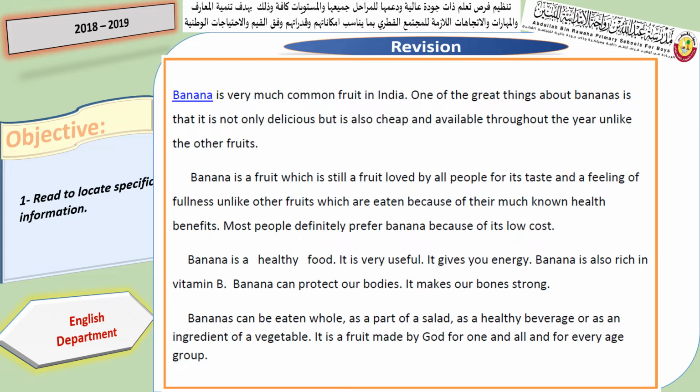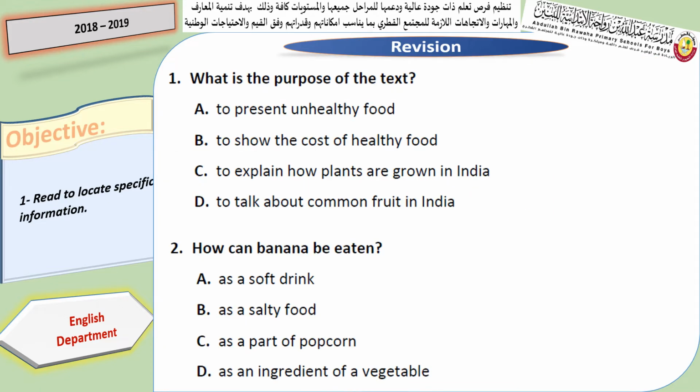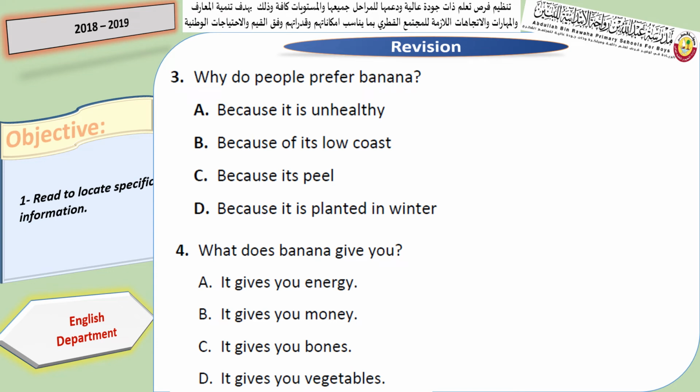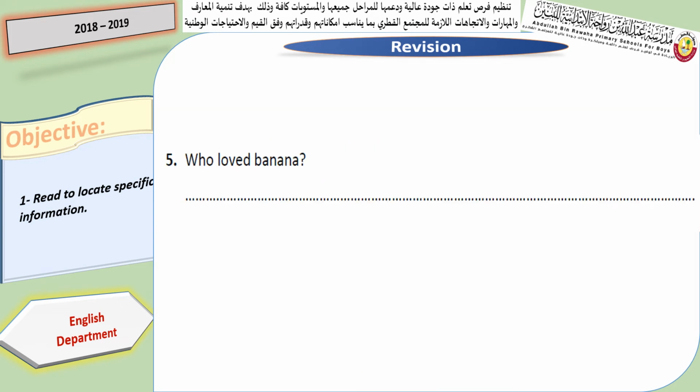Here we have a reading text. لدينا هنا نص قراءة which is about banana. And then we have 4 questions after it. عندي 4 أسئلة عقبه. They are multiple choice. أسئلة اختيار من متعدد. And we have the 5th question, السؤال الخامس, which is a constructed response، أي مقالي، يجب البحث عن الجواب في النص وكتابته من النص.